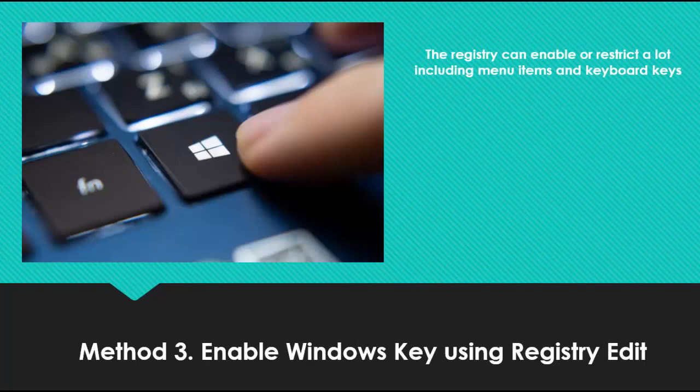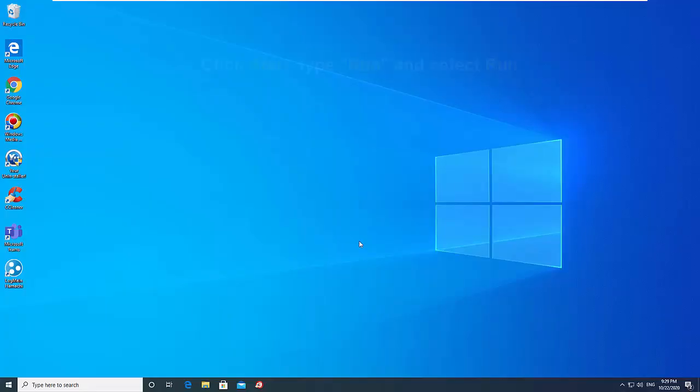Method 3. Enable Windows key using Registry Edit. The Registry can enable or restrict a lot, including menu items and keyboard keys. To turn on the Windows key, do the following.